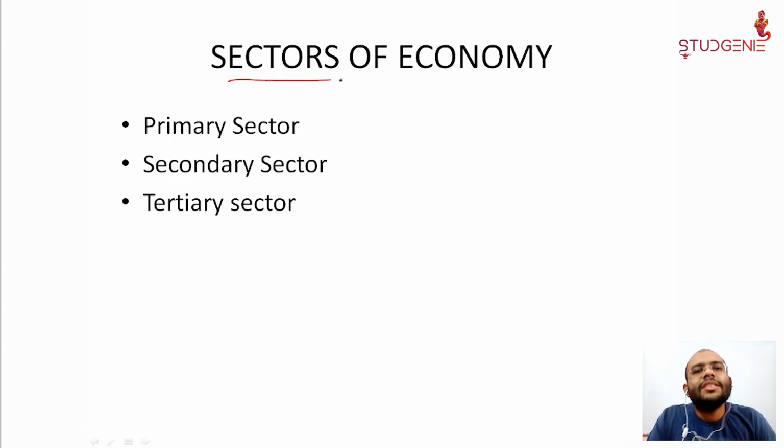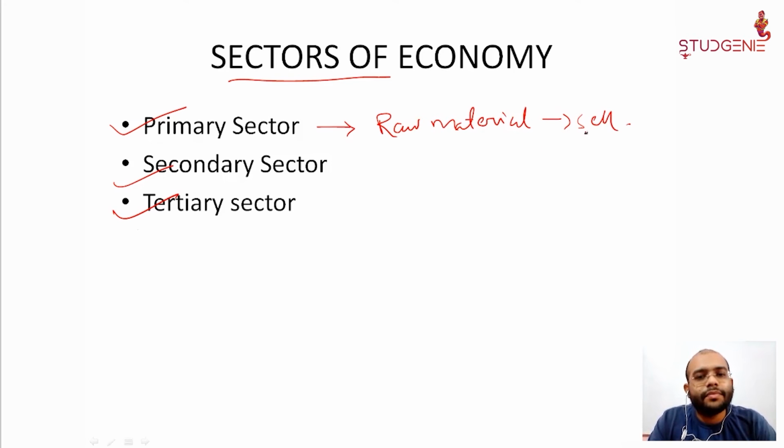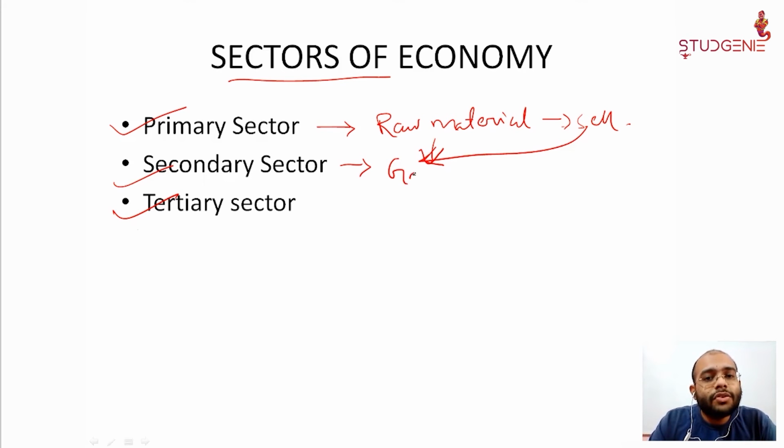Now we will look at the various sectors of economy. What are the various sectors of an economy? Economy has three sectors: primary sector, secondary sector, and tertiary sector. Primary sector will take your raw material, add some value, and sell it. Secondary sector will take these raw materials that have been chopped off or processed and convert those processed raw materials into goods and sell them. Tertiary sector is normally the service sector. They will help in selling of these goods and services produced.